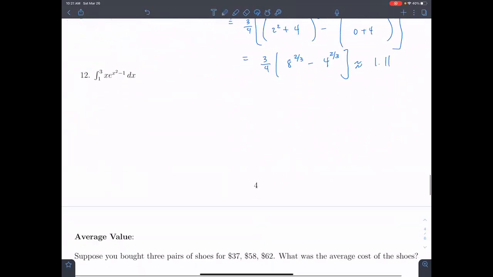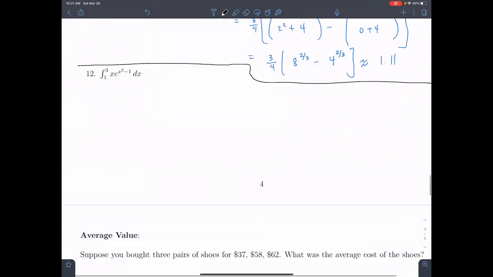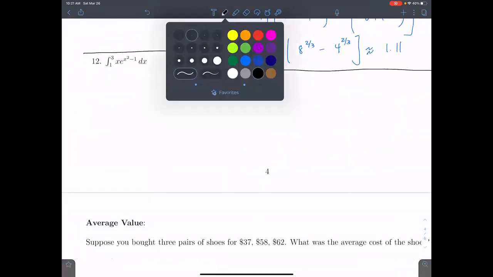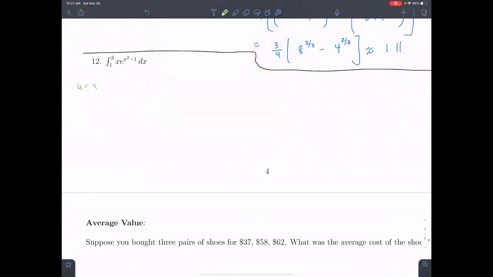All right, and then number 12, before we start average value, is going to be, maybe I'll start that in another video. Number 12, the inside function here is u equals x squared minus 1. Du would be 2x dx. So 1/2 du is equal to x dx, because that's what I actually have is x dx.